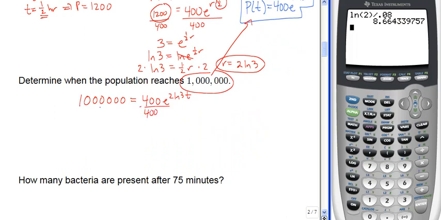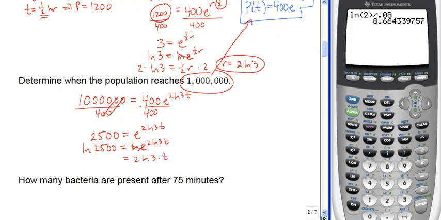So I'm going to divide both sides by 400. And when I do that, a couple zeros are going to cancel out, and we get 10,000 divided by 4, which is 2,500. And now my exponential is isolated, so I'm ready to take the ln of both sides. And the ln and the e cancel each other out, so we just get 2 ln 3 times t equals ln of 2,500. This 2 ln 3 is being multiplied by t, so to undo that, I'm just going to divide both sides by 2 ln 3.